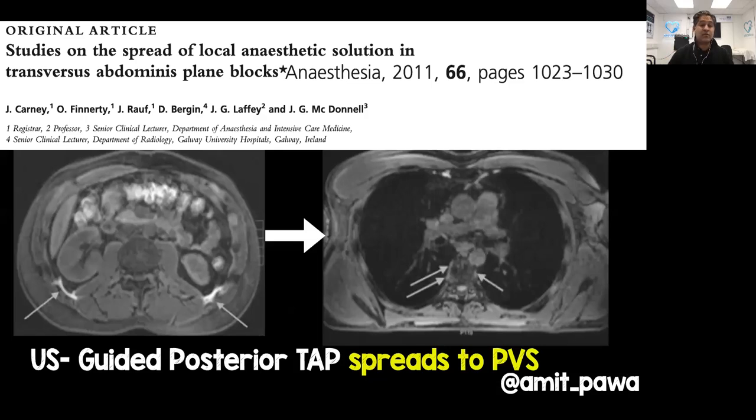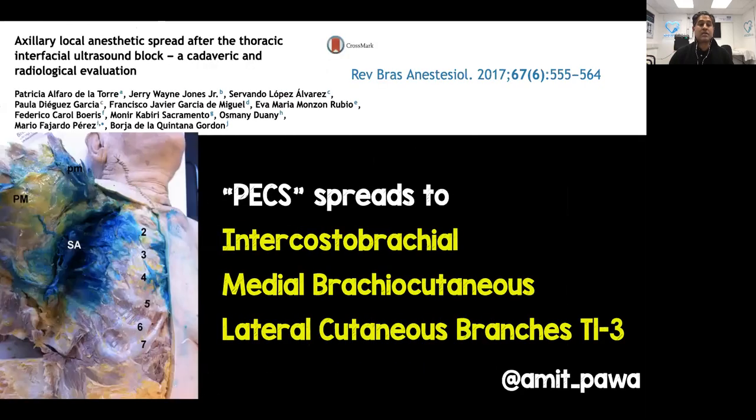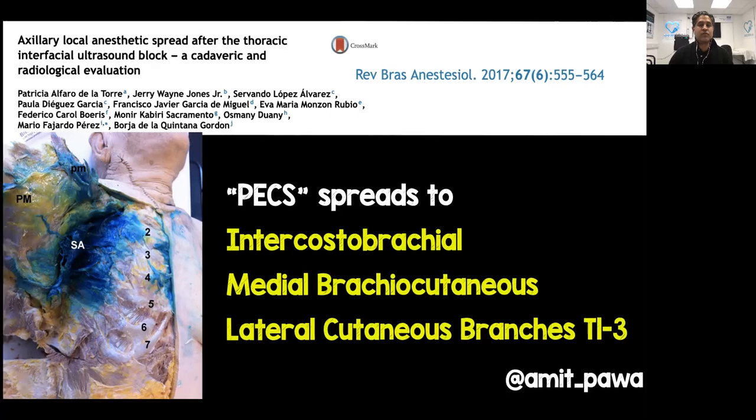Now, do we have any evidence that injecting in one plane allows local anesthetic to spread somewhere else? And the answer is yes. So going back to the initial studies on the TAP block, here you can see an ultrasound-guided TAP block spreads all the way up to the paravertebral space. They've shown it. Another example here would be a PEX block. You inject in the PEX plane and you cover the intercostal nerves, the medial brachiocutaneous and the laterocutaneous branches. So again, proof of concept.